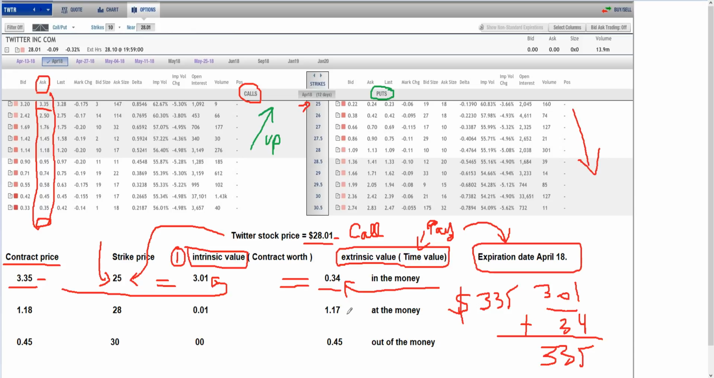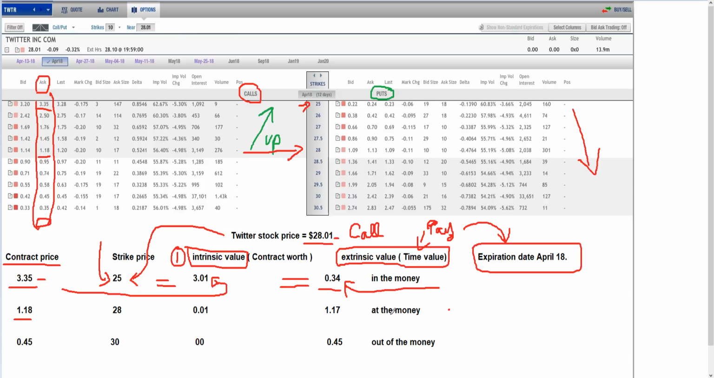But understand that intrinsic value and extrinsic value, you can calculate it with any price. Now, let's go to calculate another strike option. Let's say, for example, you want to buy at the money. It means you are buying this strike, 28 strike, and you buy the contract at $1.18, which is the price here.